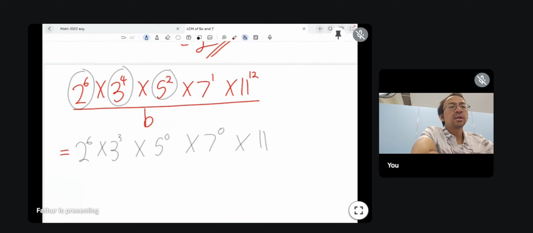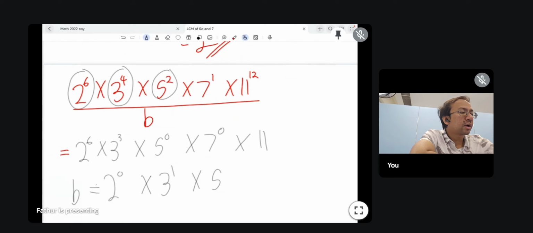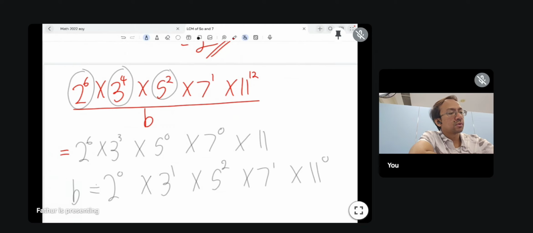Yes, it is. So which means B equals to the difference in the power. 2 to the power 0. Then 3, what's the difference in the power? 1. What's the difference in the power for 5? 2. What's the difference in the power for 7? 1. What's the difference in the power for 11? 0. Then you tabulate your answers.